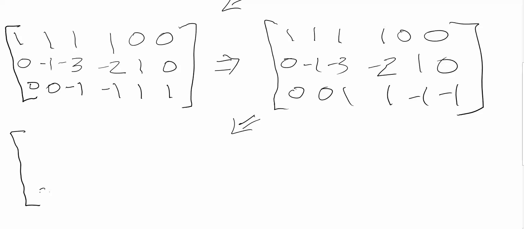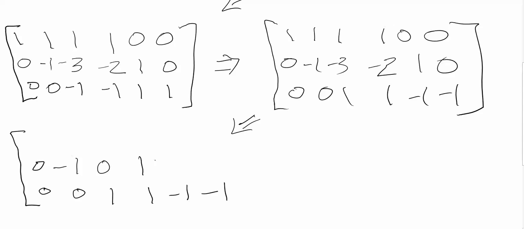So row 3 will stay the same, 0, 0, 1, 1, minus 1, minus 1. By the way, we do have that 1, minus 1, minus 1 is the bottom row of the inverse matrix. But let's keep going. So to get rid of the minus 3, we're going to take 3 times the previous row 3 and add it to row 2. So that's 0, minus 1, 0. 3 times 1 minus 2 is 1.